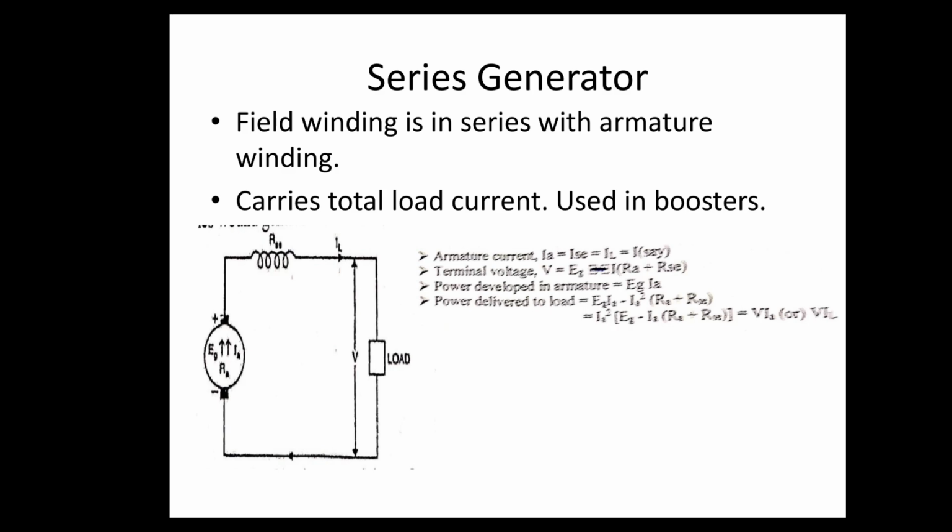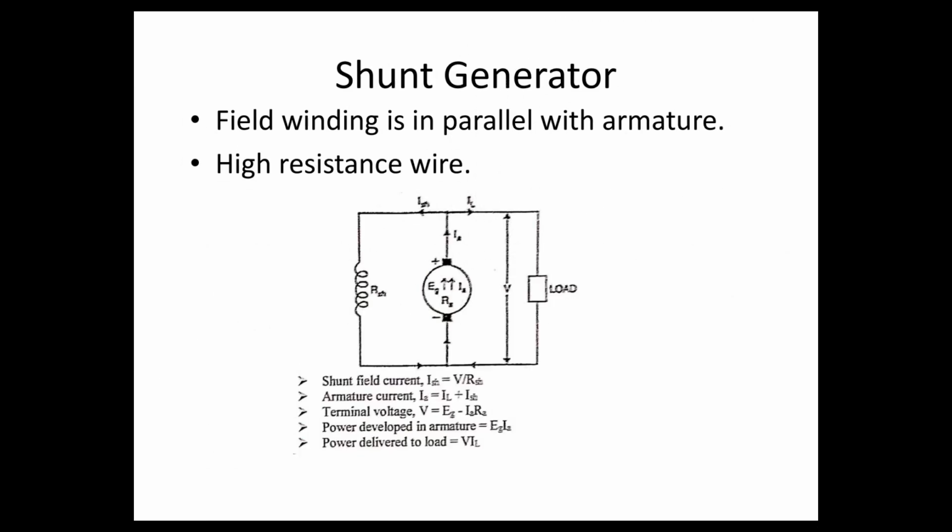1. Series generator. In this type, the field winding is connected in series with the armature winding. That means the entire armature current flows through the field and the load. Since it carries high current, the winding has few turns of thick wire with low resistance. These generators are rarely used, only for special applications like boosters. Circuit explanation: power delivered to load is V into IL.